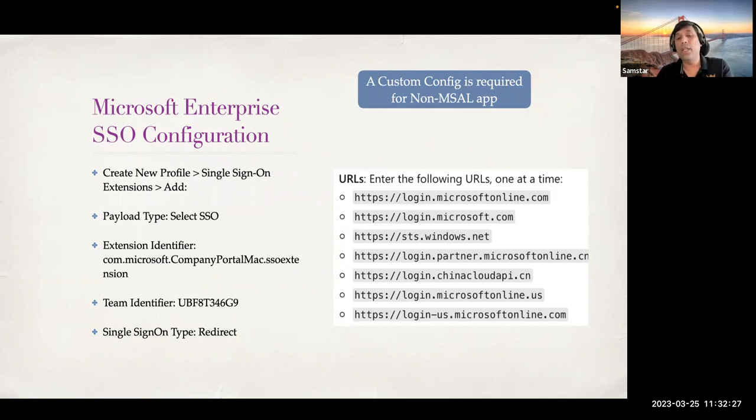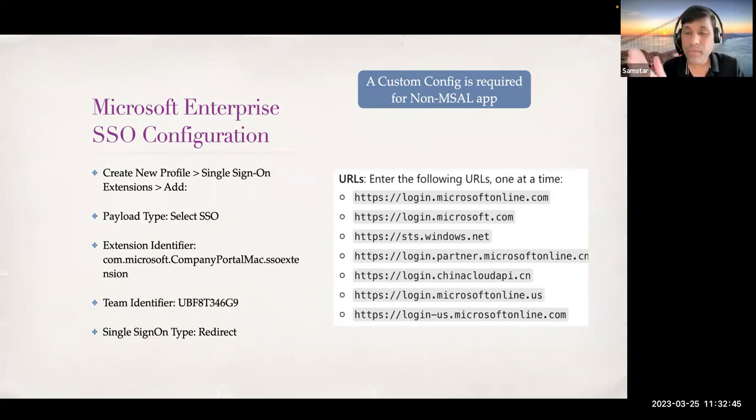On the right hand side, you have the list of URLs which you need to enter. These are all the URLs which have to go in the configuration. There is nothing more, nothing less. Everything is here. You need to enter them one by one in the configuration. I'm going to show you how the profile will look when it is installed on a Mac device.